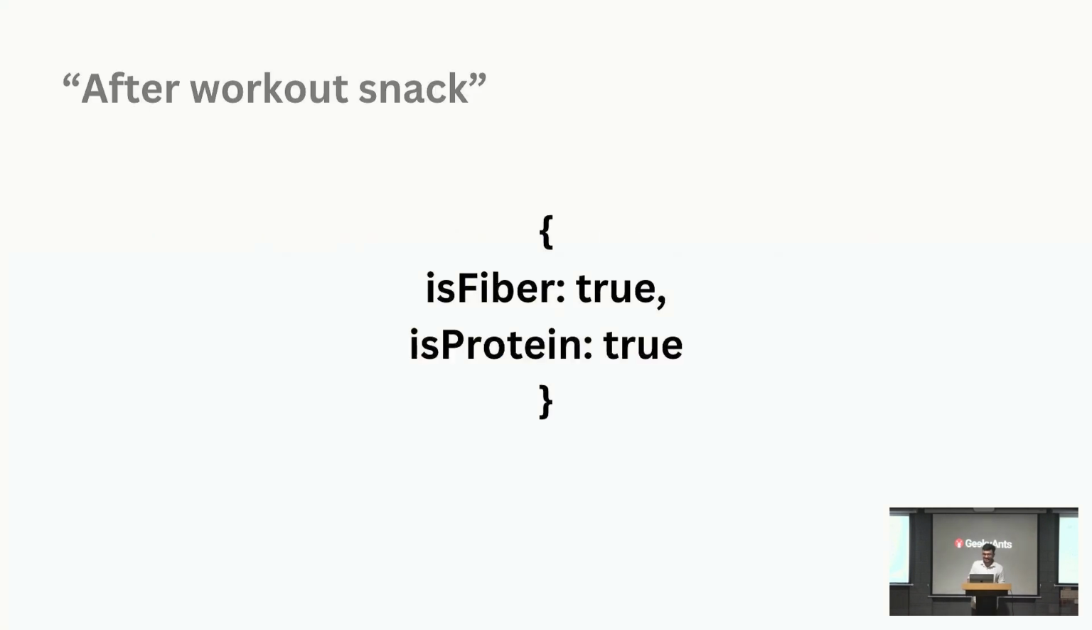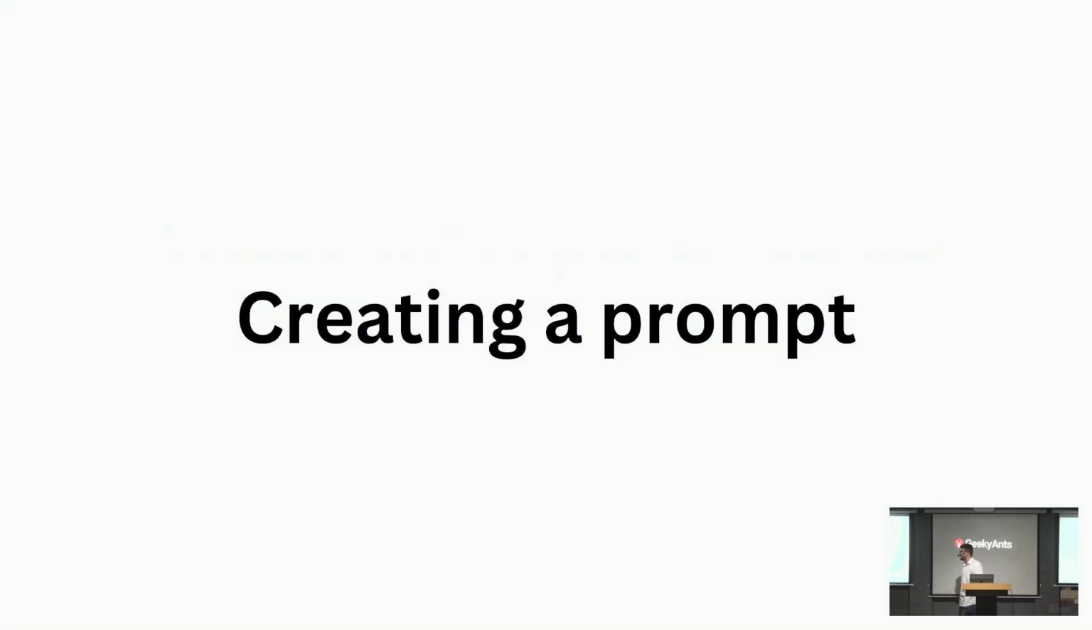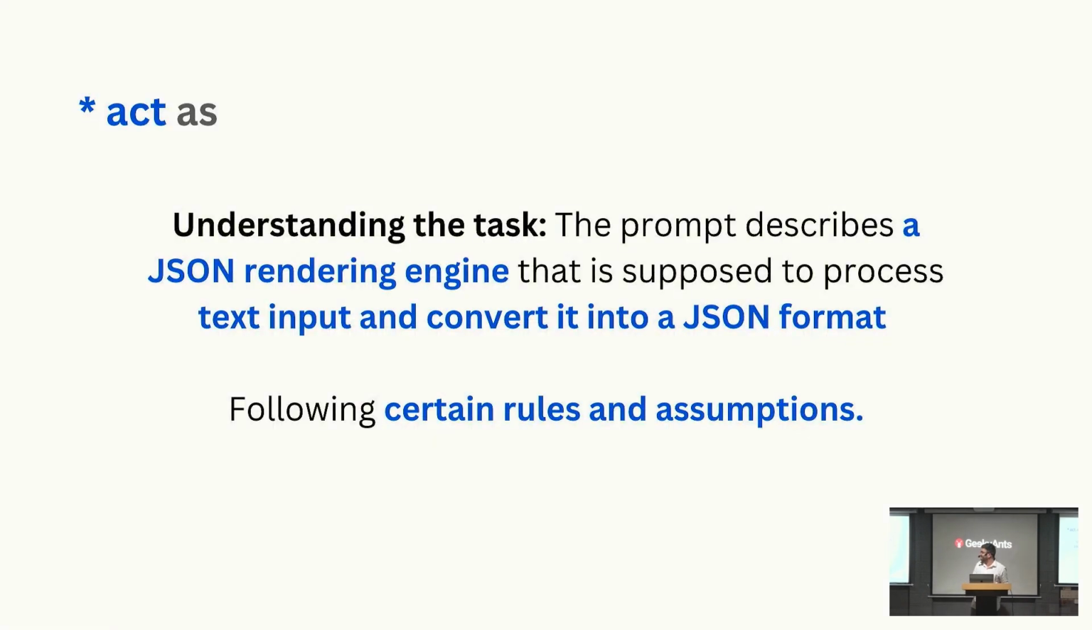The model I was working on is, for example, I search for after workout snacks. It goes for is fiber true, is protein true. So obviously it doesn't work. But that doesn't mean the search ends here, right? So I created a prompt to showcase here. This is how the prompt works, and obviously I'm using ChatGPT, the very basic model every startup owner starts with. I'll explain the prompt. Basically I ask it to be a JSON rendering engine, and then I give it a text input, and it has to convert that text input into a JSON format.